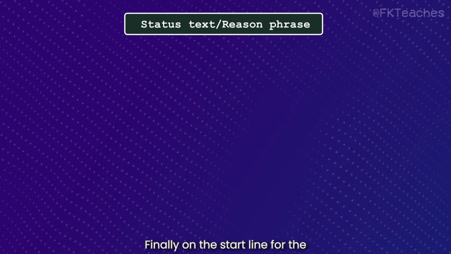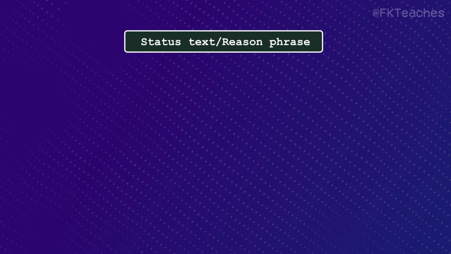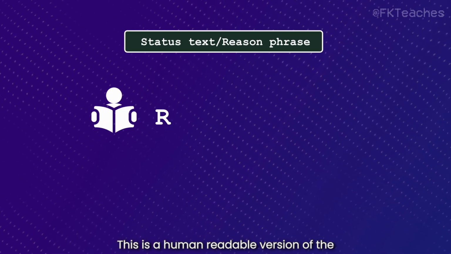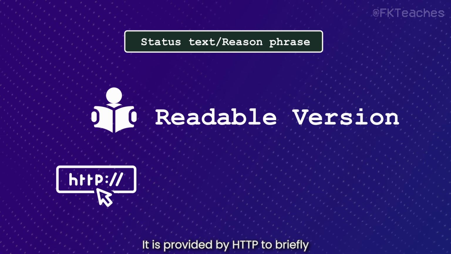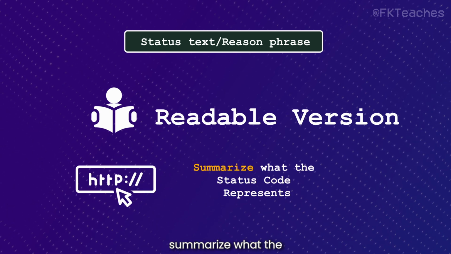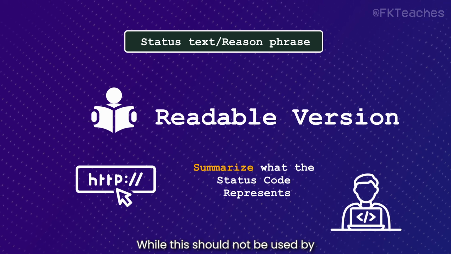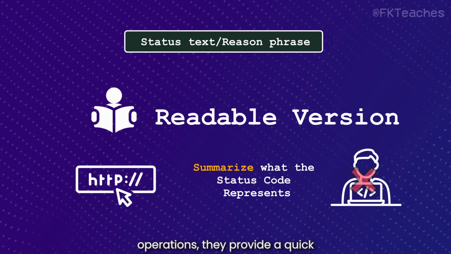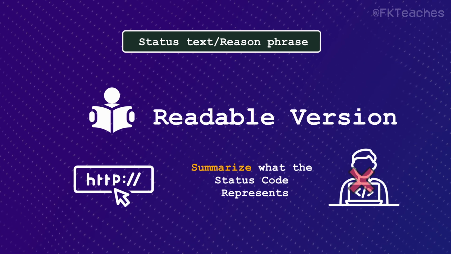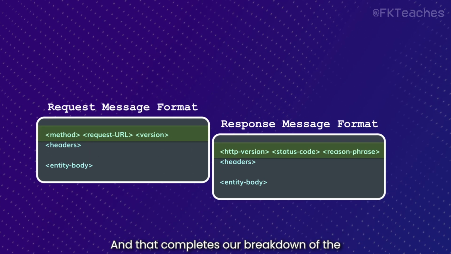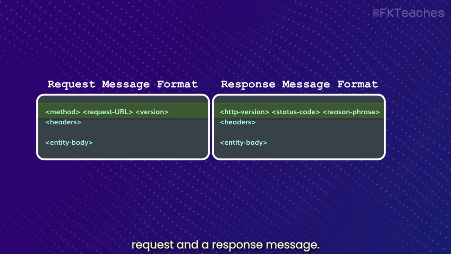Finally, on the start line for the response message is the status text or reason phrase. This is a human-readable version of the numeric status code. It is provided by HTTP to briefly summarize what the status code represents. While this should not be used by programmers within code operations, it provides a quick context to the status code sent. And that completes our breakdown of the start lines for both a request and a response message.